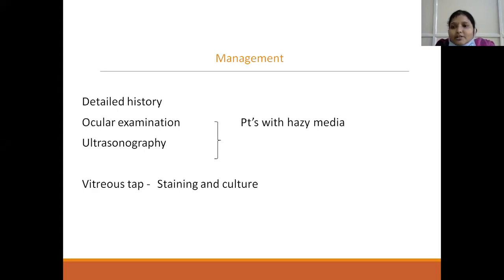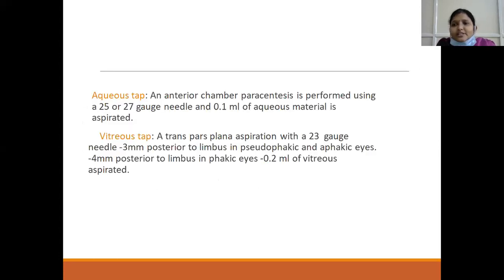But because there is anterior chamber hypopyon, cells and flare, and vitreous exudates, direct and indirect ophthalmoscopy will be difficult to perform. In such cases, we have to do a B scan, that is ultrasonography. In ultrasonography, we can see hyperdense echoes in the vitreous. The next important investigation is vitreous tap and aqueous tap.